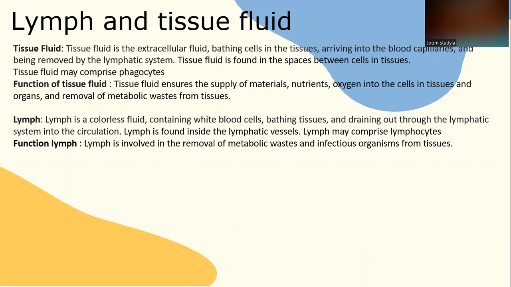And then finally, let's look at the lymph. What is lymph? Lymph is a colorless fluid containing white blood cells, bathing tissue and draining out through the lymphatic system into the circulation. Where is lymph found? It is located inside the lymphatic vessels, and lymph contains lymphocytes. What is the function of the lymph? It is involved in the removal of metabolic waste and infectious organisms from the tissue.